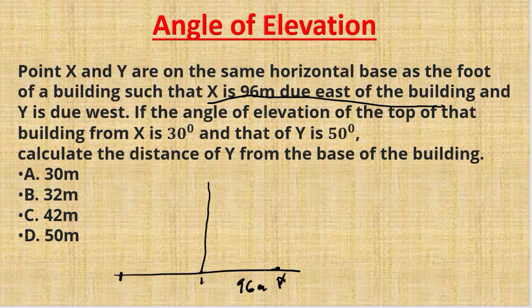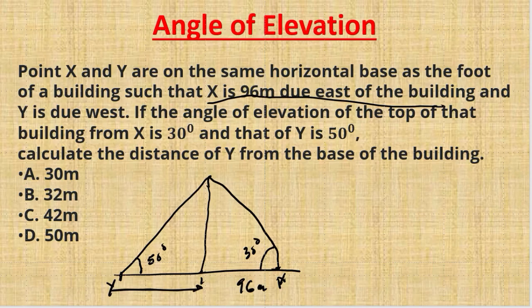But if the angle of elevation of the top of that building from X is 30 degrees, and that of Y, the angle of elevation of that building from Y also is 50 degrees. That is, what I have here is 50 degrees. My examiner wants me to calculate the distance of Y from the base of the building. Here is my Y.